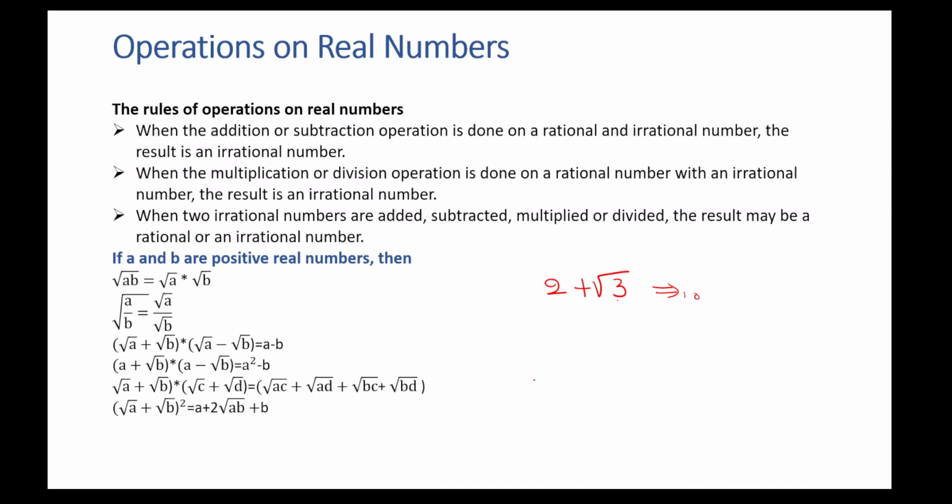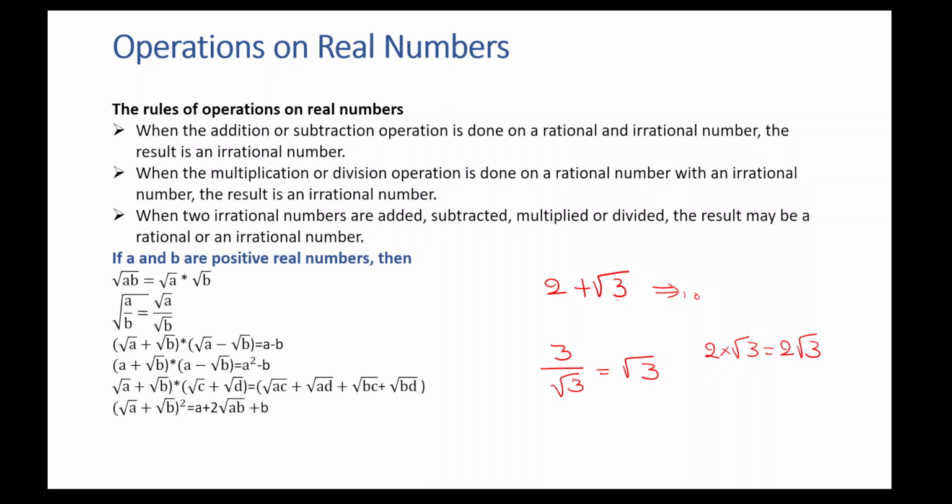When we multiply or divide a rational number with an irrational number, the resultant is an irrational number. For example, here a rational number is assumed as 3 and the irrational number is root 3. 3 by root 3 is obviously root 3. So when we divide, the result is root 3. Similarly, when we multiply 2 with root 3, we get 2 root 3.